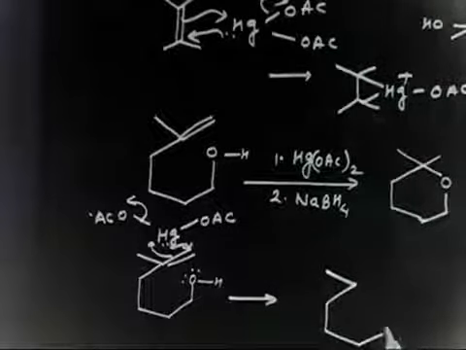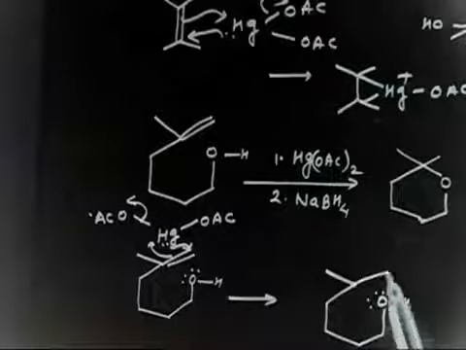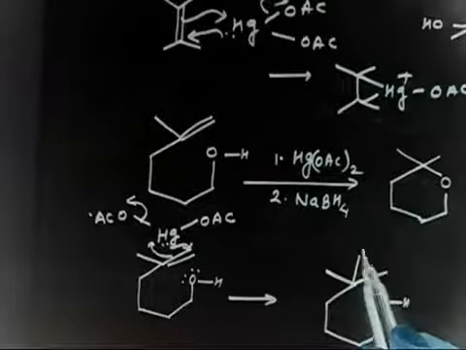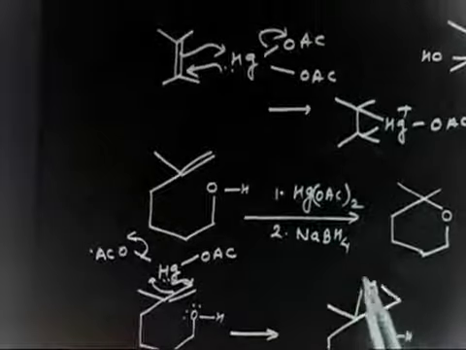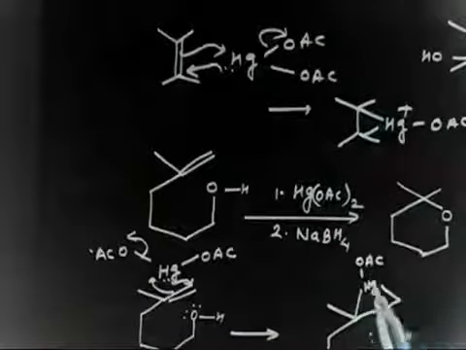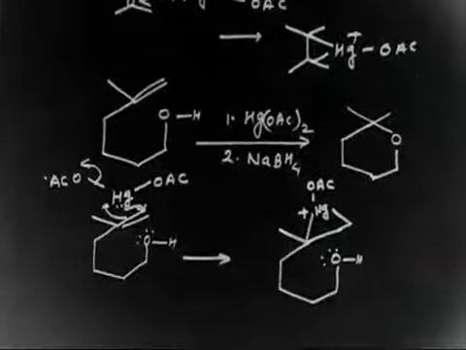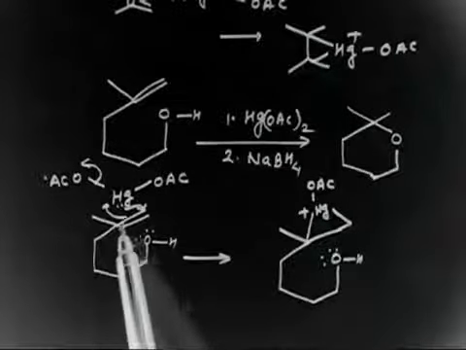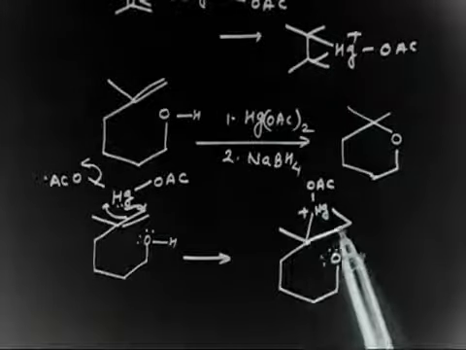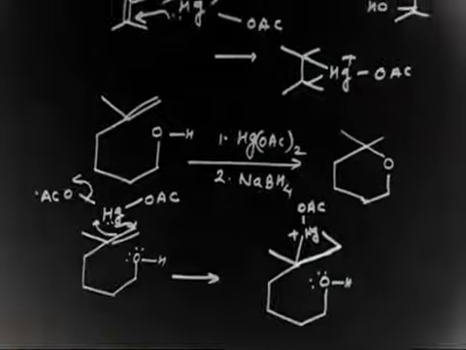So let me make the cyclic intermediate. Here Hg is here and OAc is here. So this is my cyclic intermediate. No change. The only thing is I have to make a cyclic intermediate at the double bond. I have a double bond here. So what I have done is made a cyclic intermediate between the double bond. Now the next step, you see what happens here.